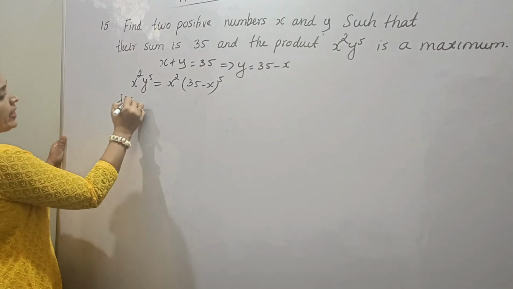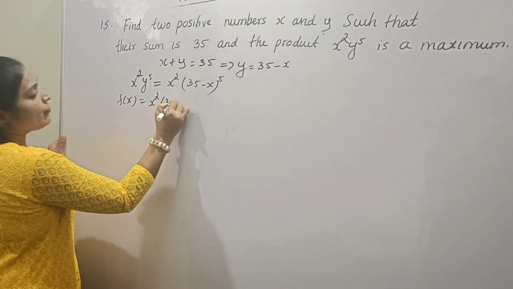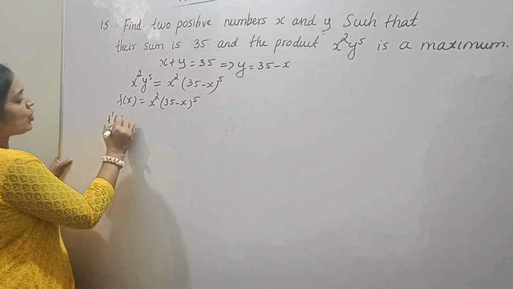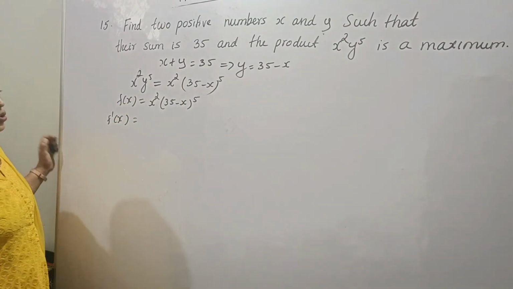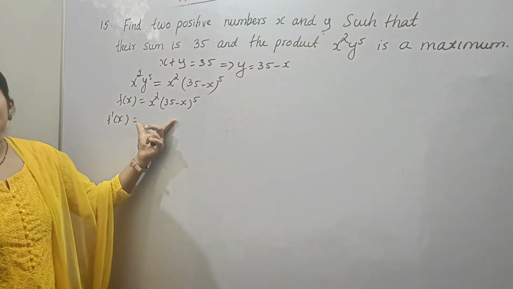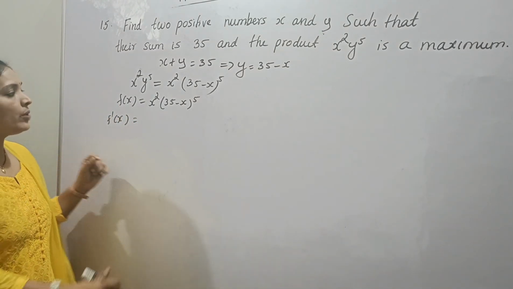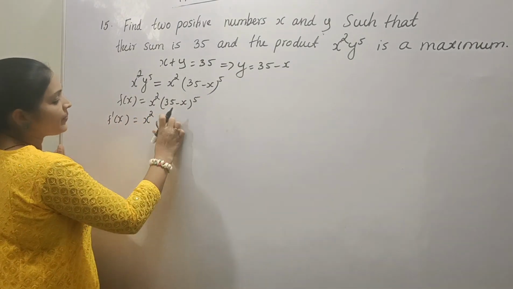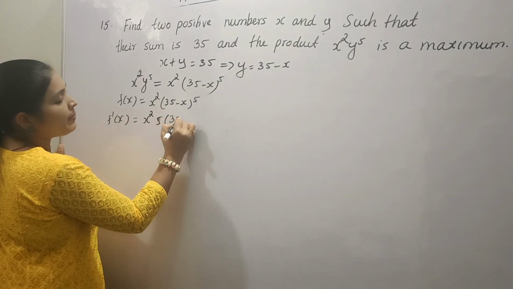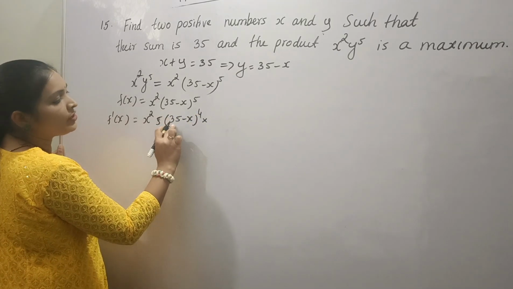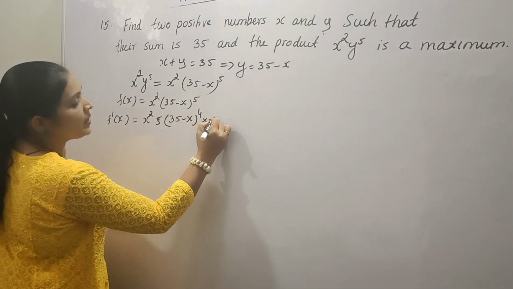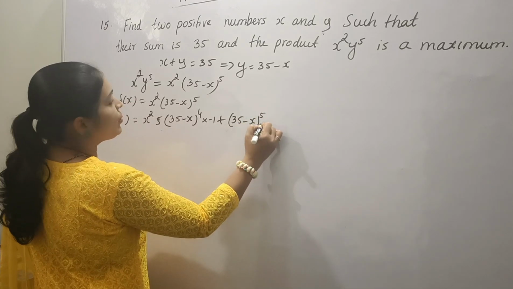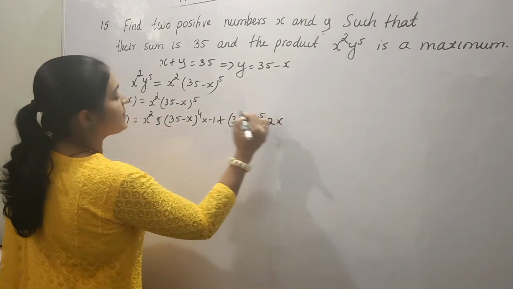Okay. So what is our function? F of x is equal to x square into 35 minus x whole raised to 5. Now let's find f dash of x. F dash of x is equal to the derivative of x square into 35 minus x whole raised to 5. It is the product of two functions. So here we will apply product rule. X square into derivative of 35 minus x whole raised to 5 is 5 into 35 minus x whole raised to 4 into derivative of 35 minus x, which is minus 1, plus second function, that is 35 minus x whole raised to 5 into derivative of x square, which is 2x.